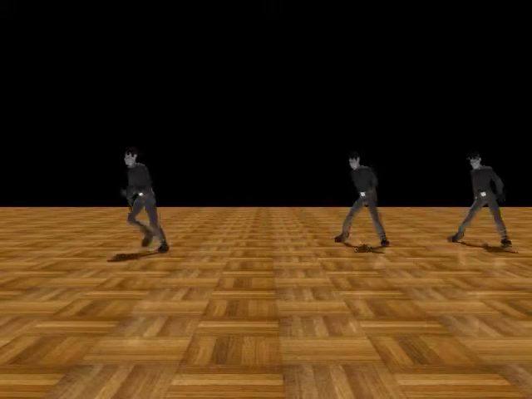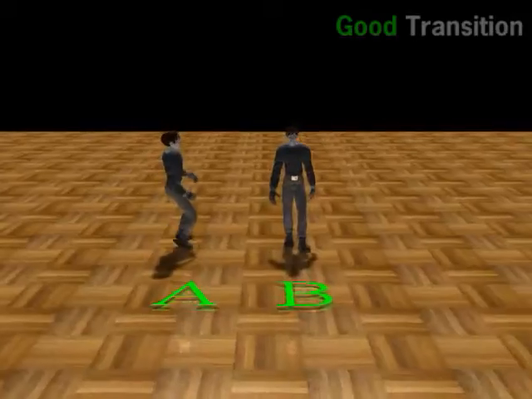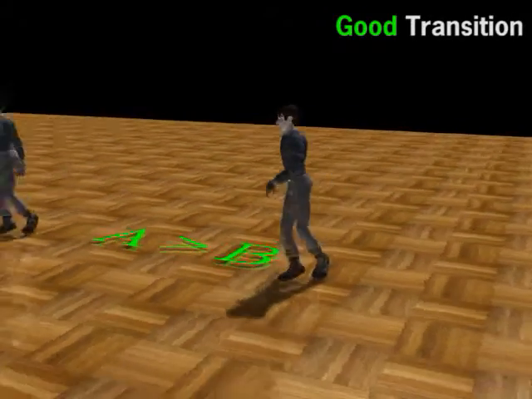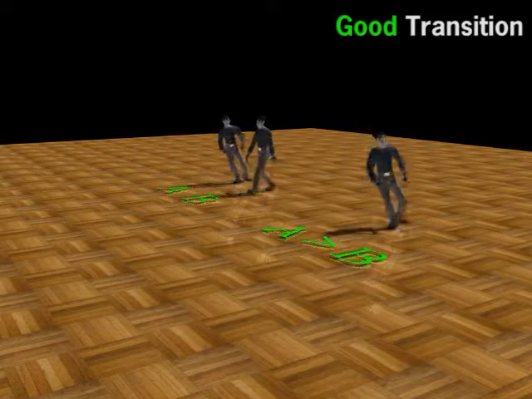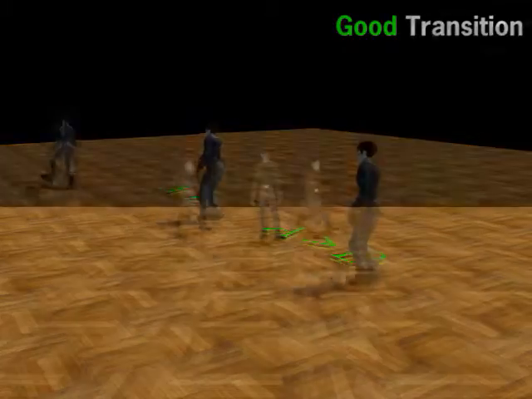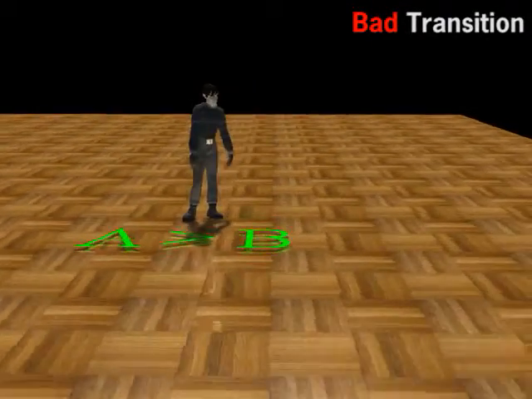When a push arrives, we choose a suitable example, deform it appropriately, and transition onto the result. This transition is good because it looks realistic. Some transitions lead to bad motions. This transition is bad because it doesn't look realistic.